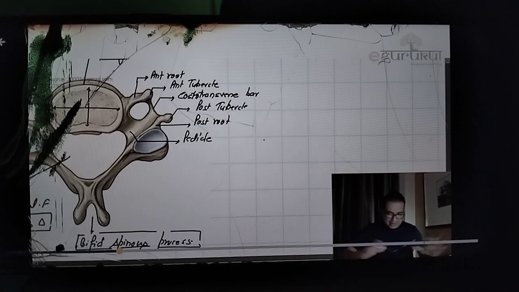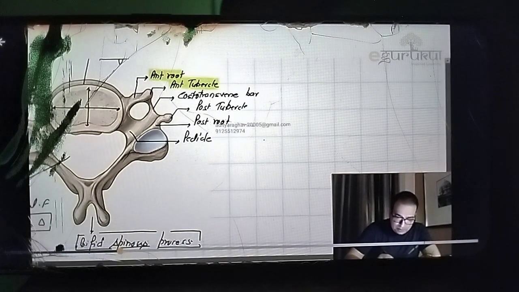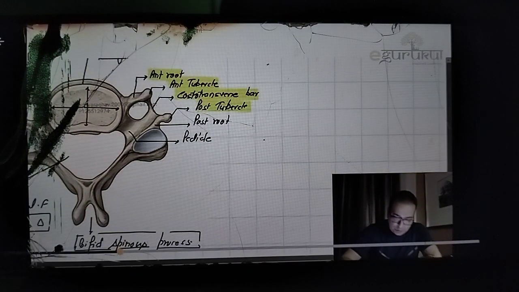Which part of this entire thing that I have labeled here is called a costal element of the cervical vertebrae? I'm highlighting it for you. Anterior root, anterior tubercle, costotransverse bar, and posterior tubercle, but not posterior root. That's important. Not posterior root. These are called the costal elements.